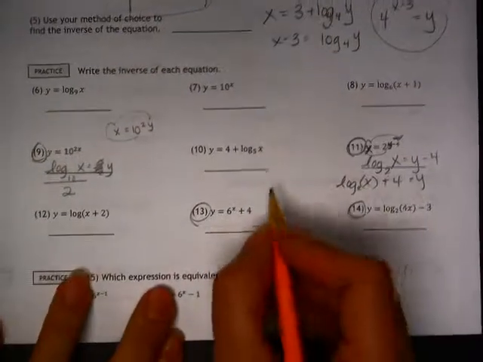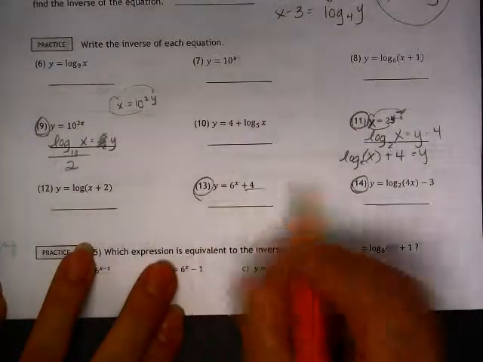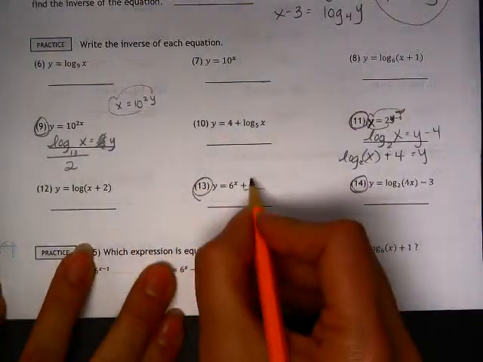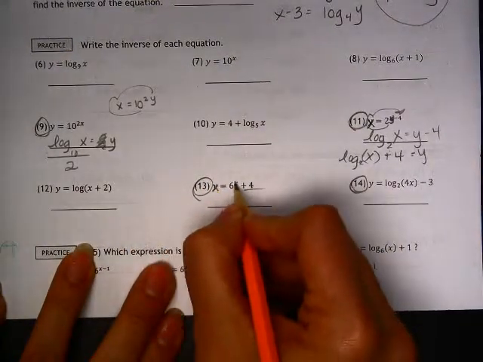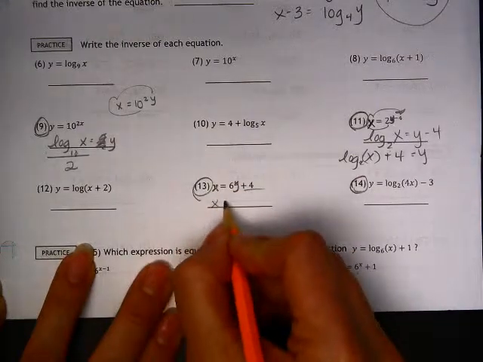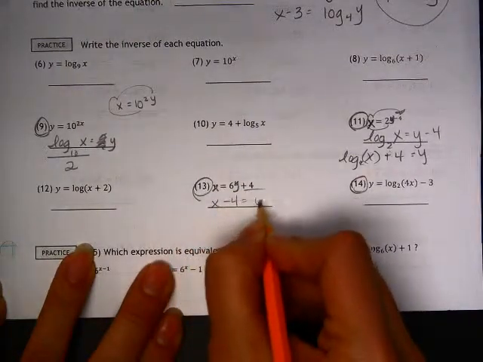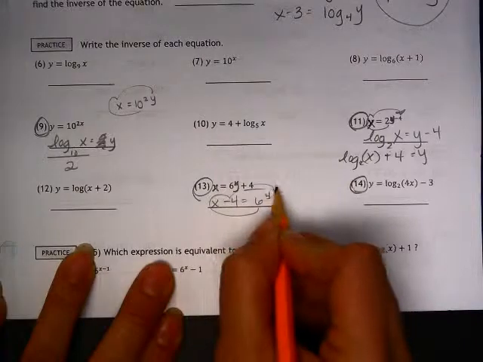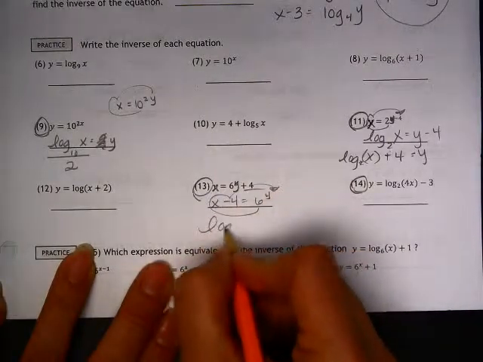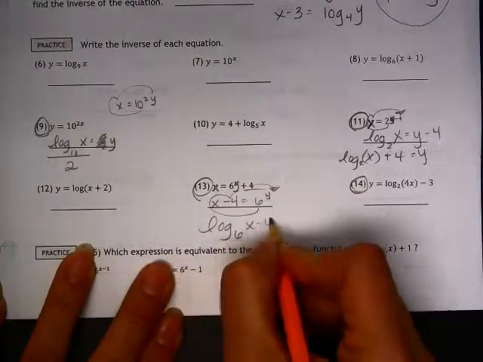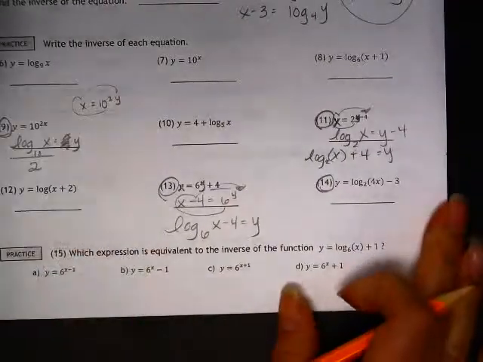All right, let's look at this one. My first step, I actually need to move that one first. So with the x and the y, switch them. So I'm going to move that first. I get x minus 4 equals 6 to the y. And then I rewrite them as log base 6 of x minus 4 is equal to y.